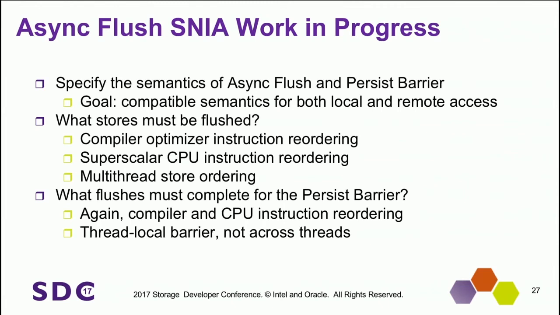Similarly, for the persist barrier, we have the same questions about compiler and CPU instruction reordering. And one thing to note is that this persist barrier is thread local. Doesn't apply to flushes done by different threads. So that's a concern that we need to be careful about. In our previous model for optimized flush, a lot of these semantics weren't really visible to the programmer. But now we tear that apart into separate operations. We have to define what the internals look like.